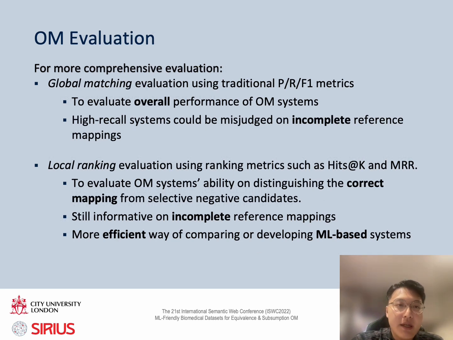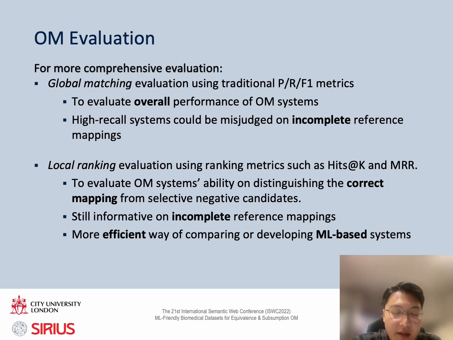Let's now go through the details of our evaluation framework, which contains global matching and local ranking. Global matching uses traditional precision, recall and F1 metrics to evaluate the overall performance. However, high recall systems could be penalized on incomplete reference mappings because the number of false negatives will be increased. And local ranking uses ranking metrics such as Hits at K and MRR to evaluate OM systems on distinguishing the correct mapping from a set of selective negative candidates.